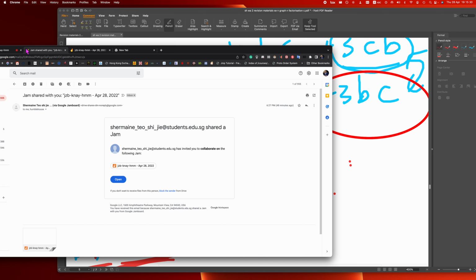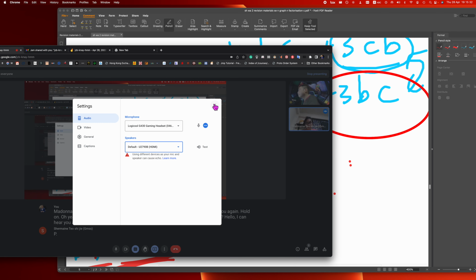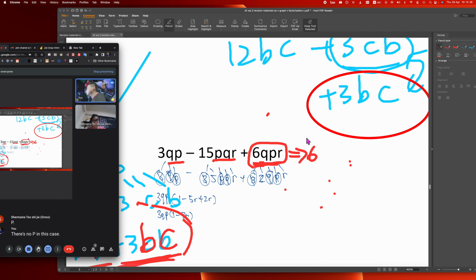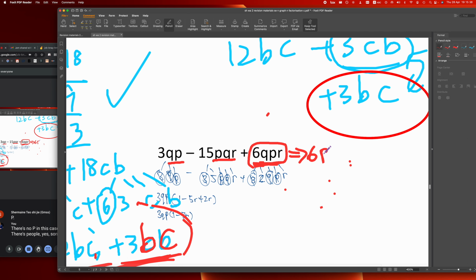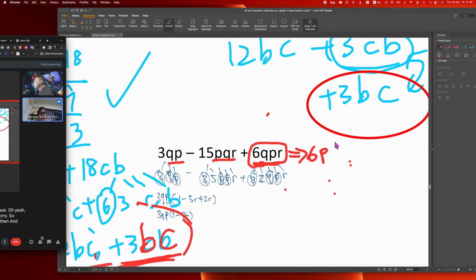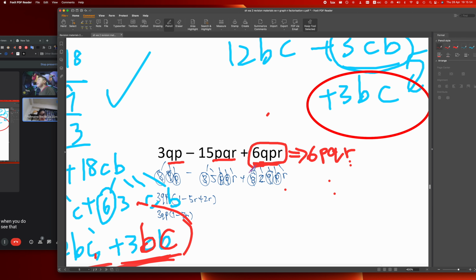So how do you switch this? P. There's no P in this case. Oh yeah, there's P first. So P starts first and then? Q. And then? R. Correct. So next time when you do a question, when you see that the letters are anyhow arranged, you need to rearrange it. Okay, good.